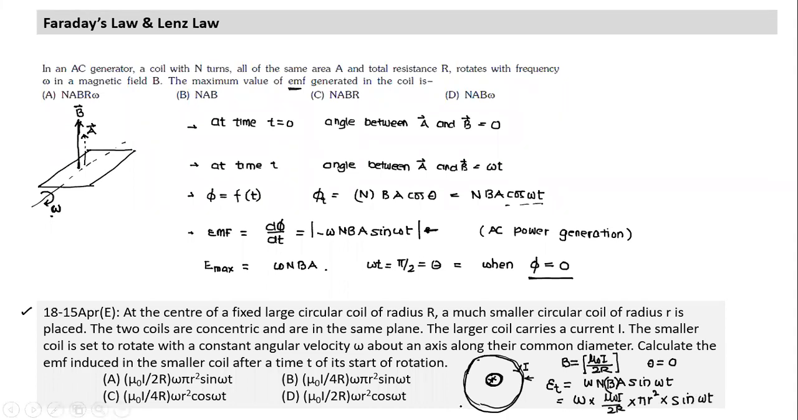That's the expression. So this is the same question, only a small twist is what they have done. Rather than giving a constant value of B, the constant value of B has been given in a slightly different form. The B value is the same as the magnitude of the field created by the large coil at its center.